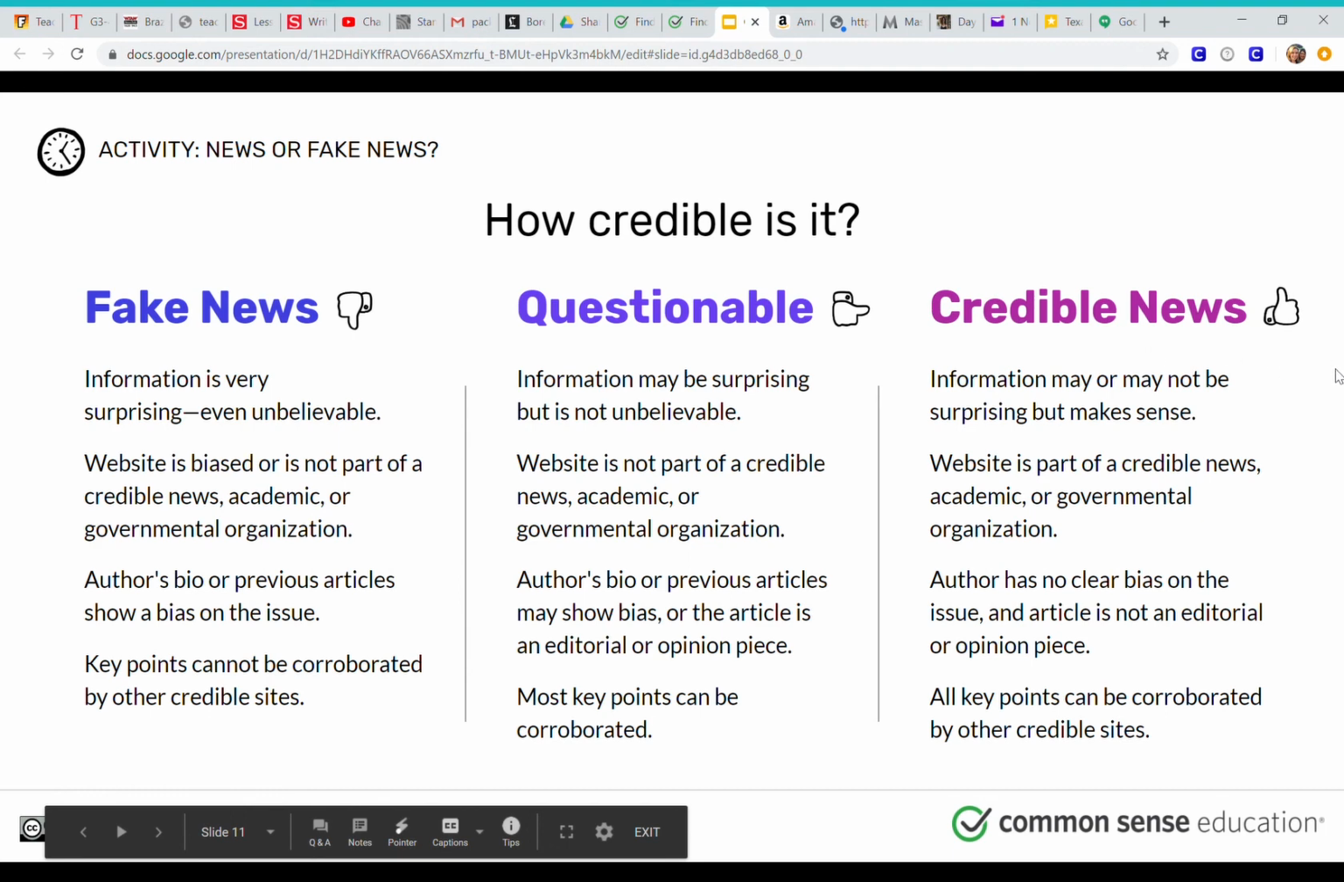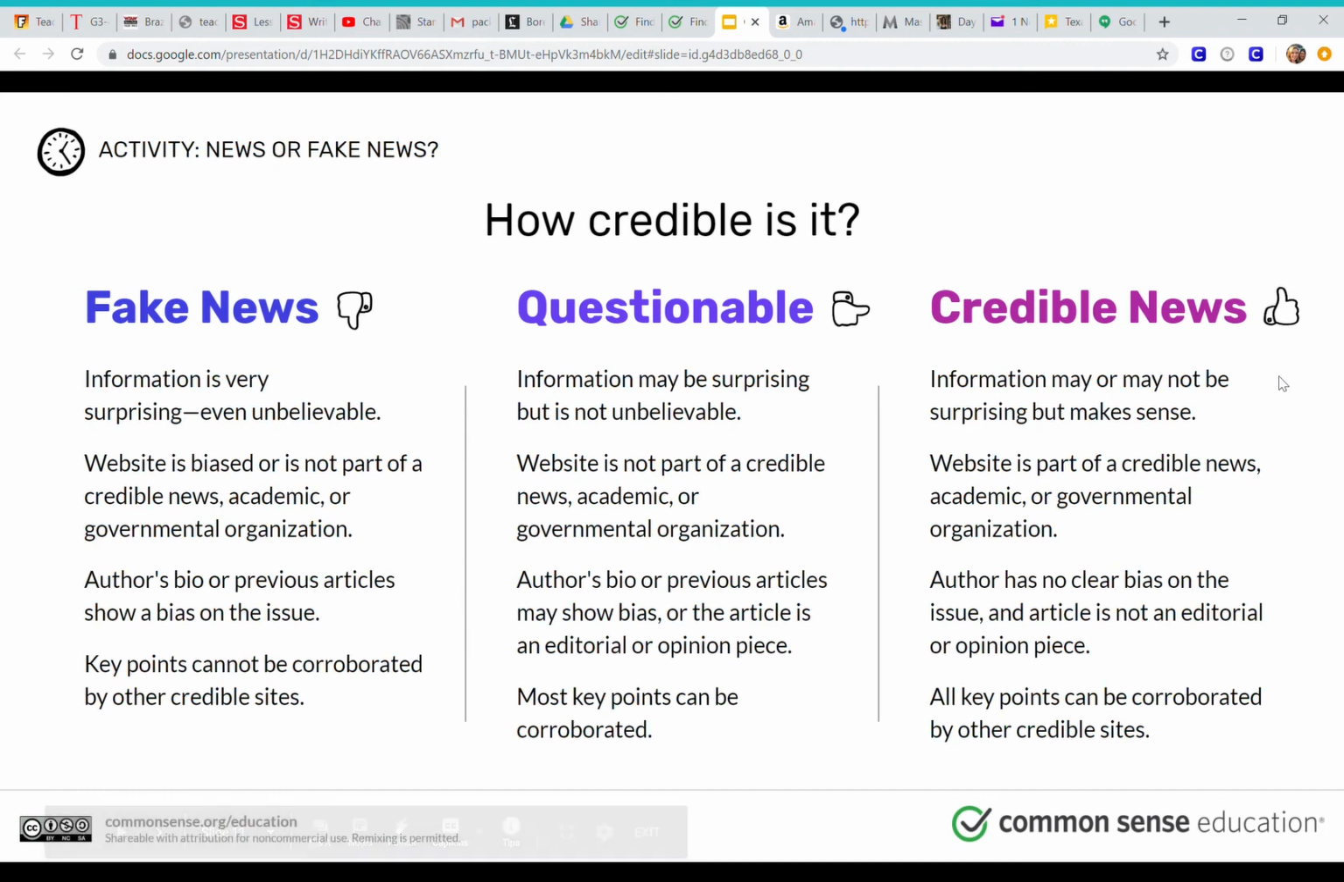So news that's good, that we're ready to go, ready to watch, okay? Information may or may not be surprising, but it also makes sense, okay? So sometimes we do get really incredible news stories that come out. So maybe scientists discovered something new, or wildlife photographers filmed a really amazing sight. That's amazing and it's surprising, but it also makes sense, okay? If you read the article and you look at the facts and you look at the work, then it makes sense. There's no part of it where you read it and you're like, I'm not sure about that.